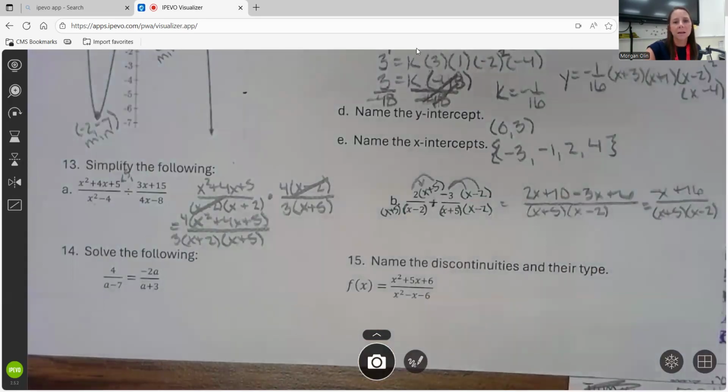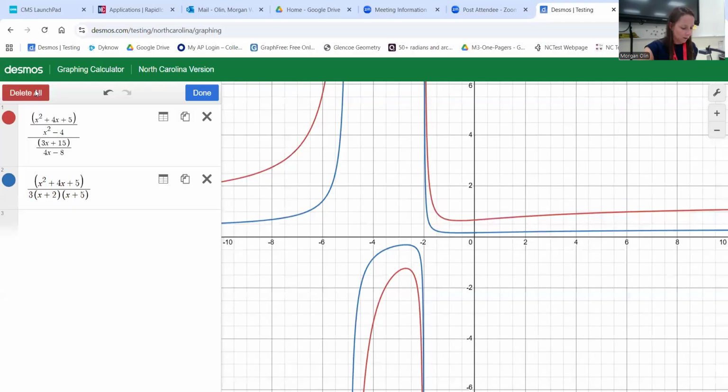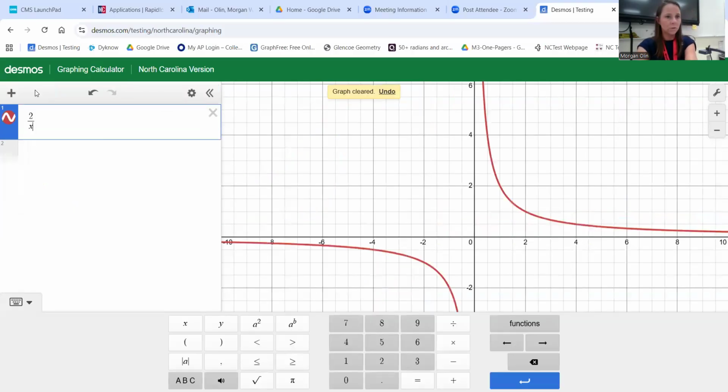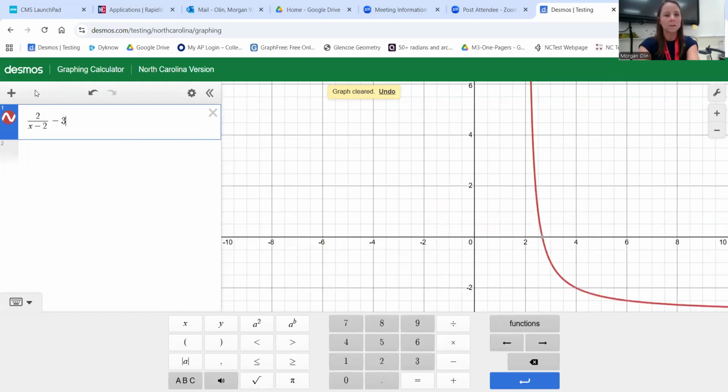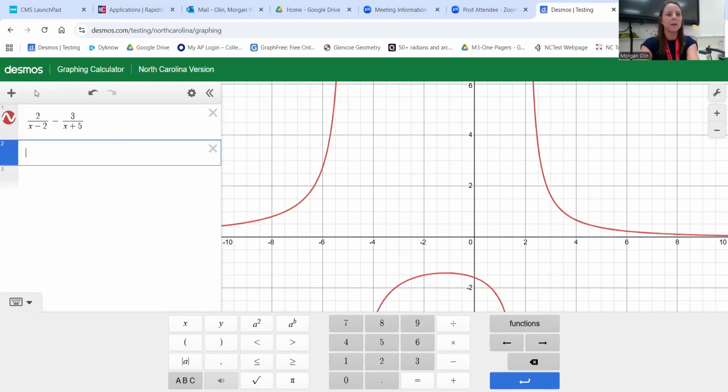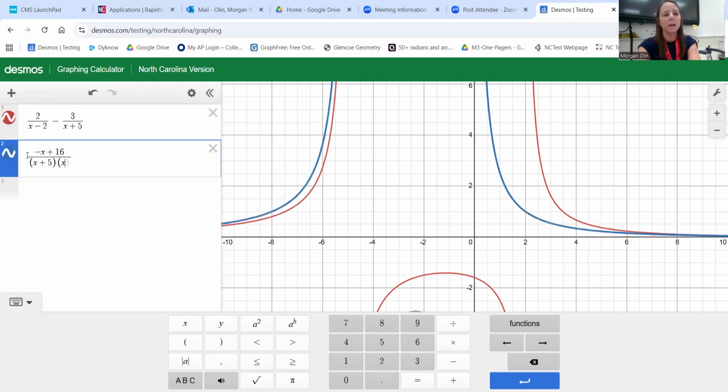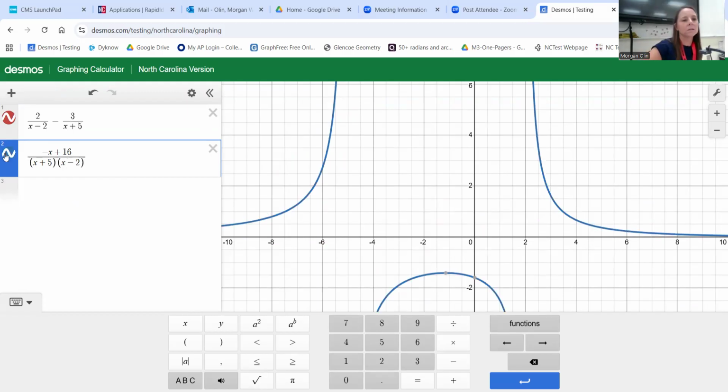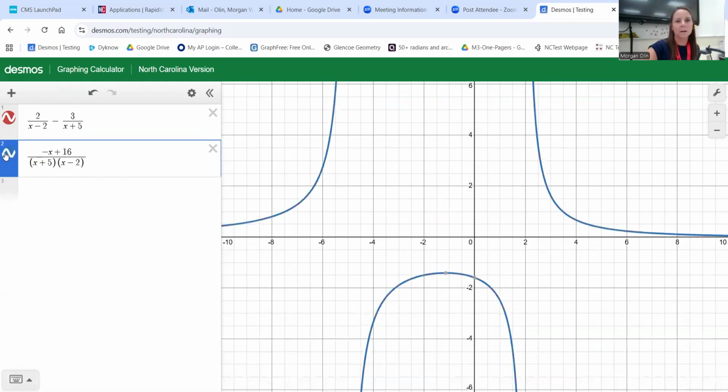And just like we did the last problem, yes, you can graph it to see if you did this correctly. So put the original, 2 over x minus 2, minus 3 over x plus 5. And then we put our answer, negative x plus 16. Guys, right here, I didn't put parentheses, so you would have to highlight it and then do your division. And then x plus 5 and x minus 2. Like that. And we noticed that they are the same graph, so we did it correctly.